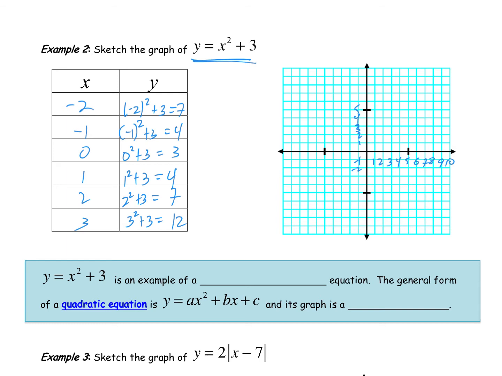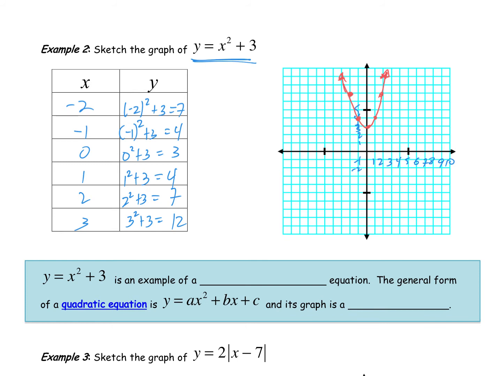So we've got -2, 7, -1, 4, 0, 3. Then we have 1, 4, 2, 7, and 3, 12. I can't really fit on my graph, so I'm not going to plot that. And then we will connect these points with a nice smooth curve. And I'm going to put arrows on the ends of the graph because the graph continues. It doesn't stop at those last points that we found.